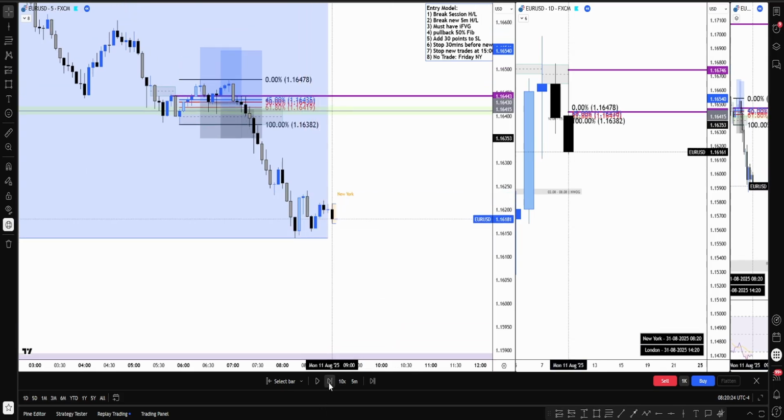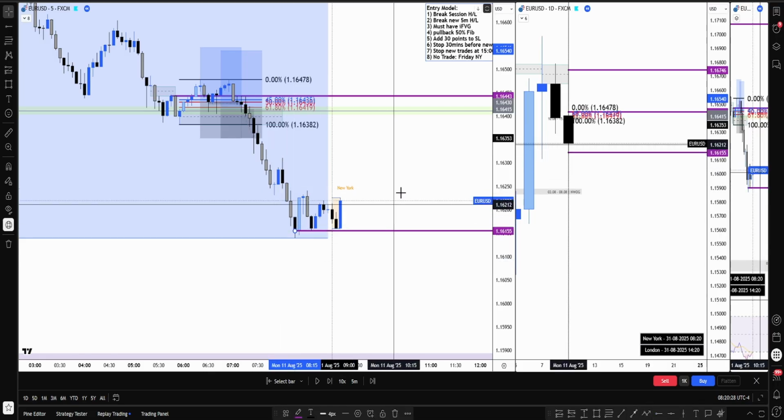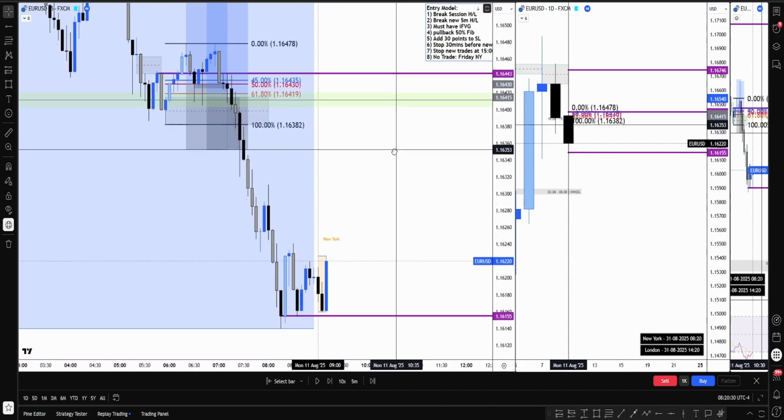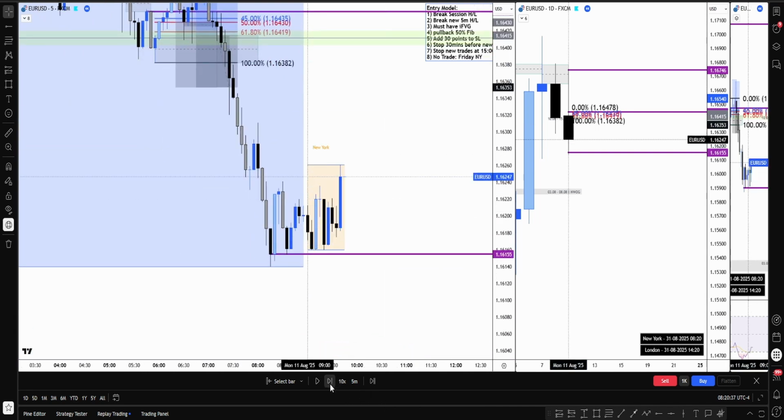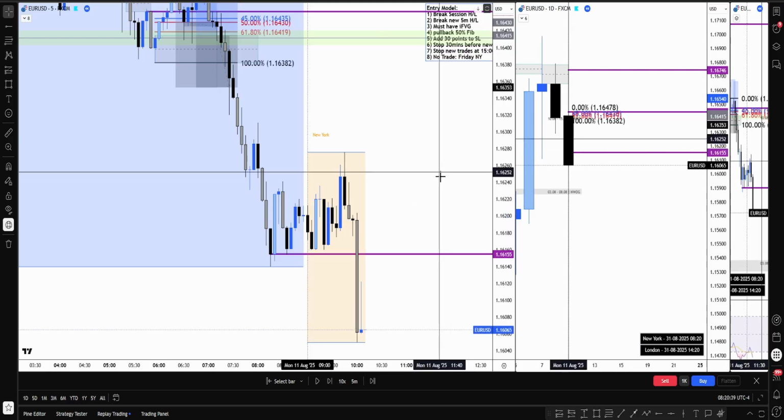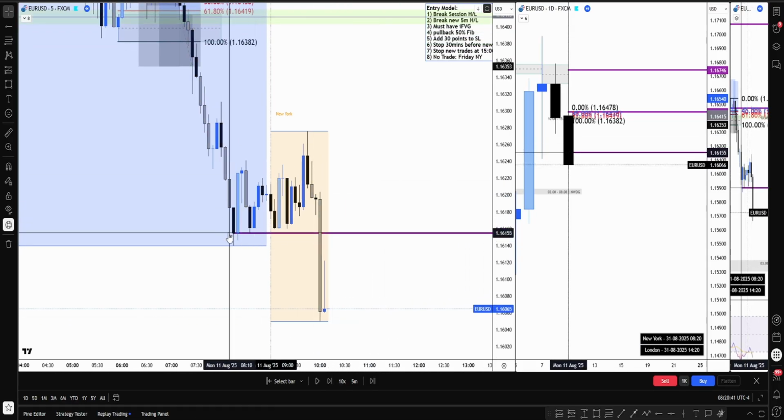Right, New York session. What are we waiting for? We're waiting for price to break below that line before we can look for a buy. Wow, how close is that, eh? Okay, there we go. Now we've broken below that line. So what are we waiting for now?